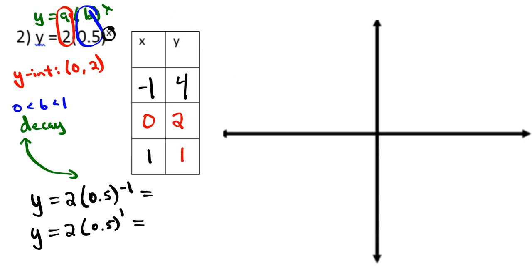Now we can graph our points. So again, get our y-intercept first by going up 2 on the y-axis. And now let's graph the other 2 points.